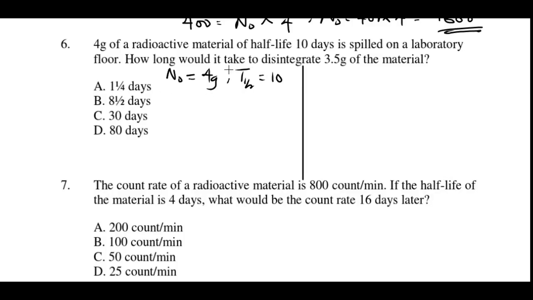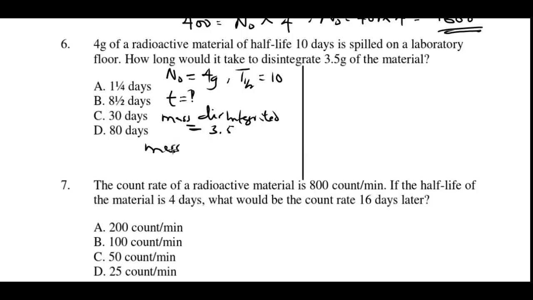Then it is spilled on the laboratory floor. How long would it take to disintegrate? So we don't know the time elapsed. Small letter t is unknown, to disintegrate to 3.5 gram of the material. So the mass disintegrated is 3.5. So we need to know the mass remaining.